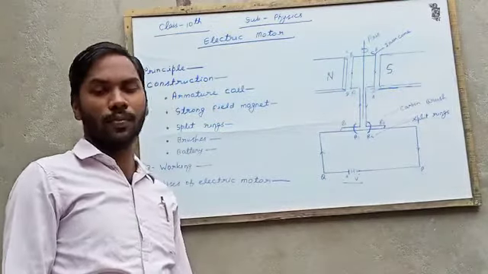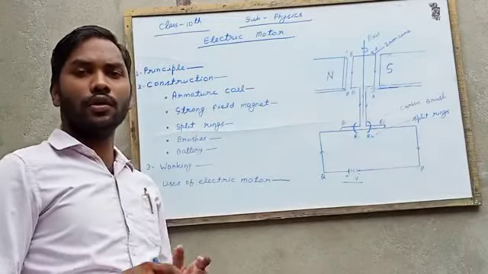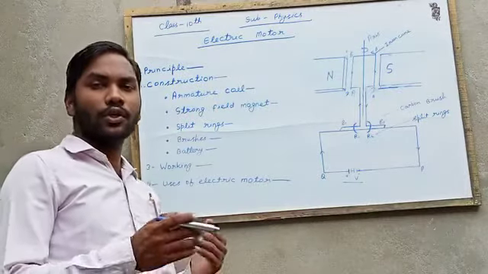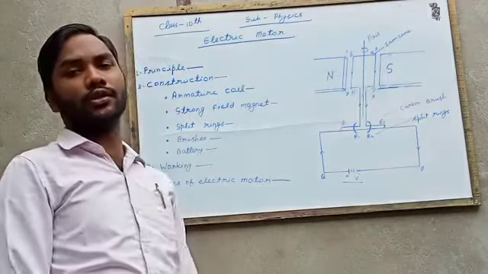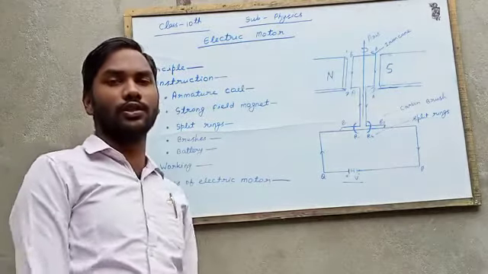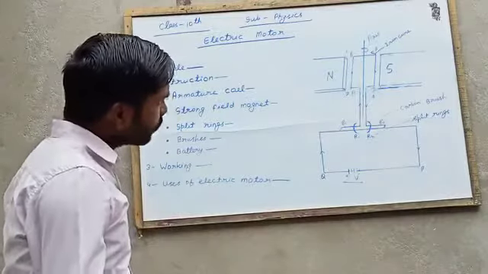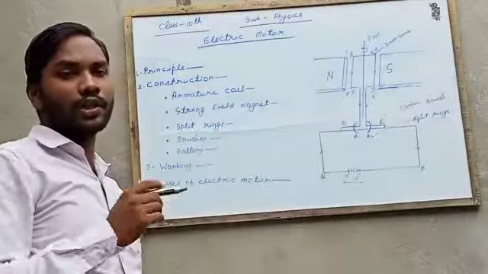So the motor continues to rotate. Due to this rotation, some induced current will be produced in it. So this is the working method, how an electric motor works.